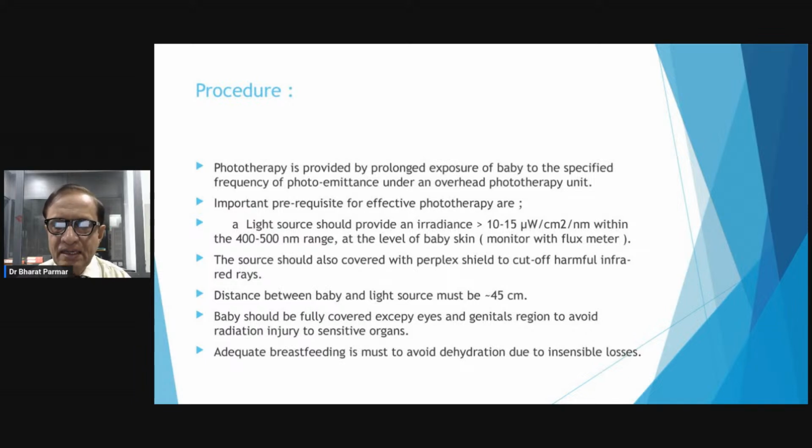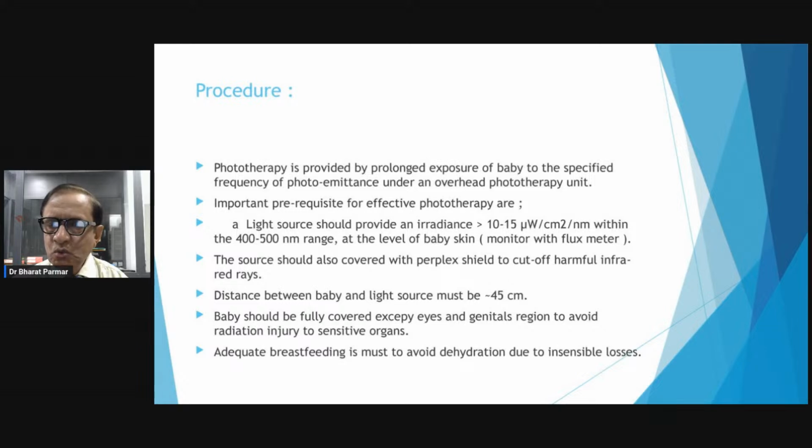Phototherapy is provided by a prolonged exposure of the baby to the specified frequency of photo emittance under overhead phototherapy units. The important prerequisite for effective phototherapy is that the light source should provide an irradiance of more than 10 to 15 microwatt per centimeter square per nanometer, within the range of 400 to 500 nanometer, at the level of the baby's skin, monitored with a flux meter.